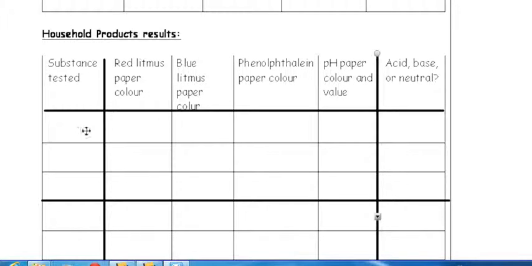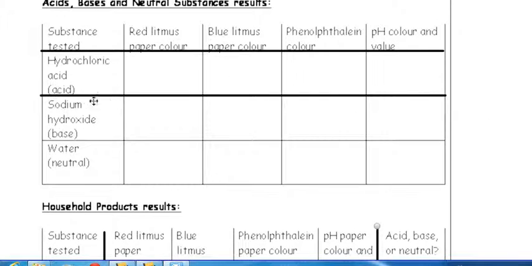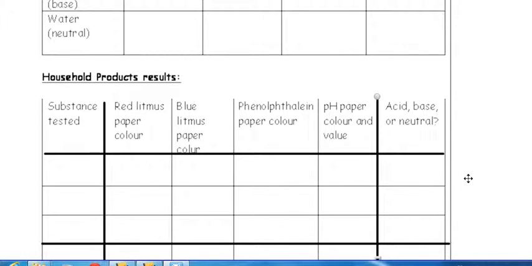So each substance is tested with red litmus, blue litmus, phenolphthalein, and pH paper, and by all of that data, is it acid, base, or neutral? When you compare it to your controls here, what happens to acids, bases. So you should be able to make a valid prediction here as to what that household substance is. Some of them can be quite surprising.